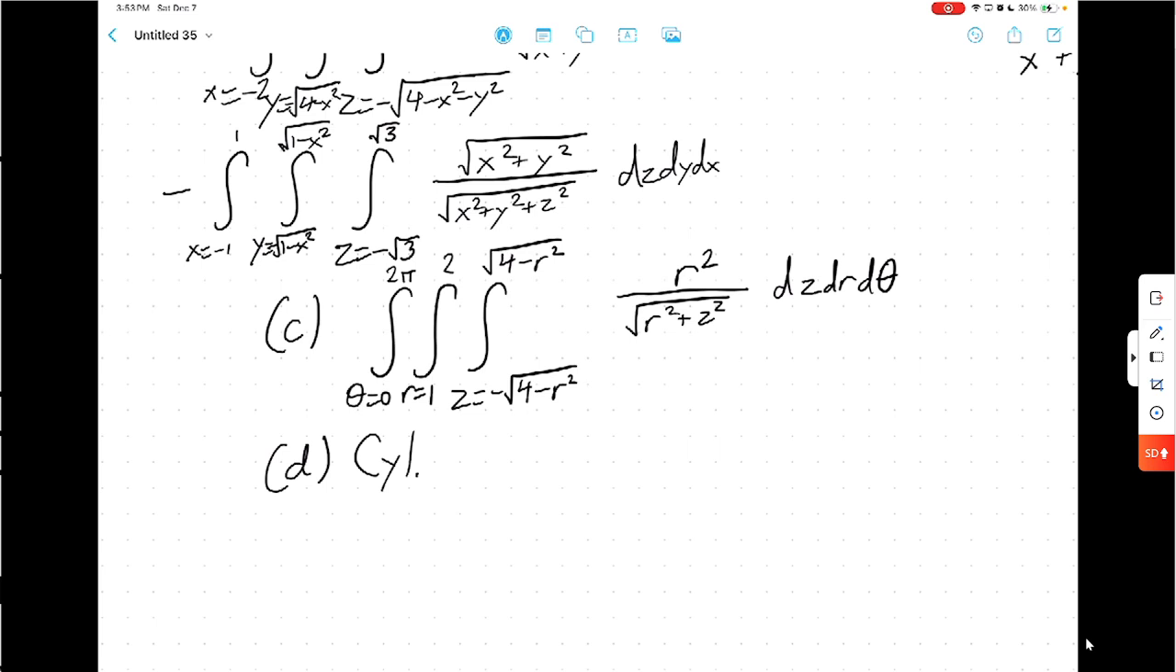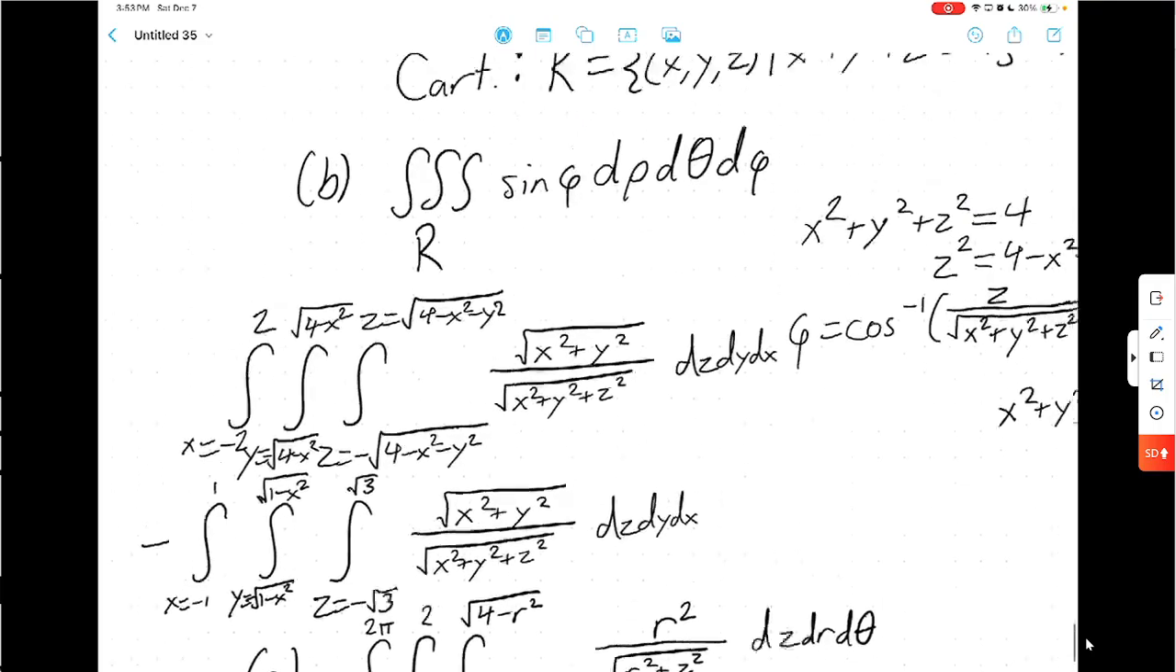Is there a best coordinate system? I don't actually know. They probably will all suck.